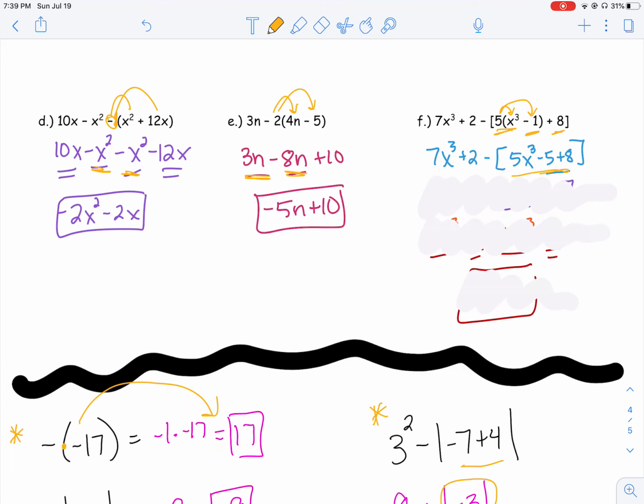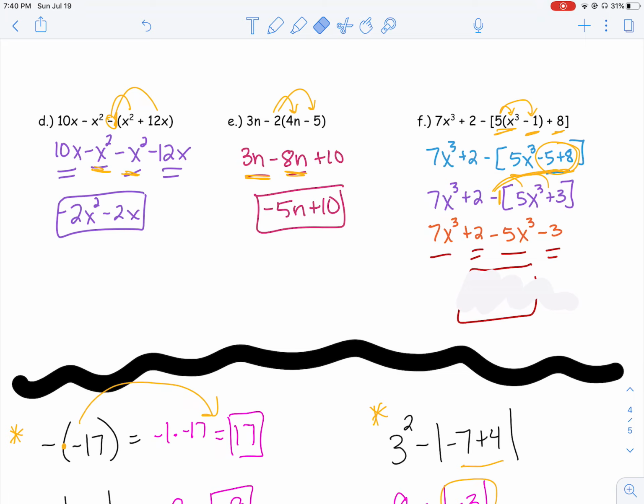But now I still have big old brackets. And inside these brackets, it looks like I have some like terms there. I have a regular 5, negative 5, and a positive 8. And since they're like terms, I should be able to combine those and really say that I have a 5x cubed plus 3 inside. Now again, be careful. I've got a negative 1 in front that I need to make sure that I distribute through. So I have a 7x cubed plus 2. The opposite of 5x cubed is negative 5x cubed, and the opposite of positive 3 is negative 3, making sure I multiply everything by negative 1 in those parentheses.